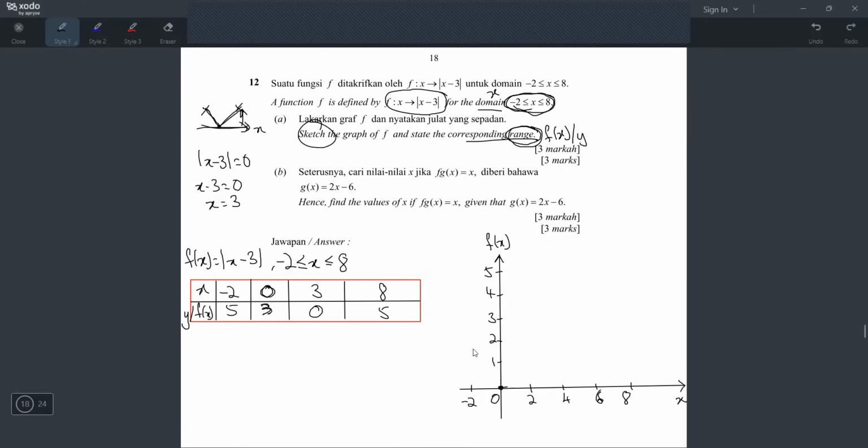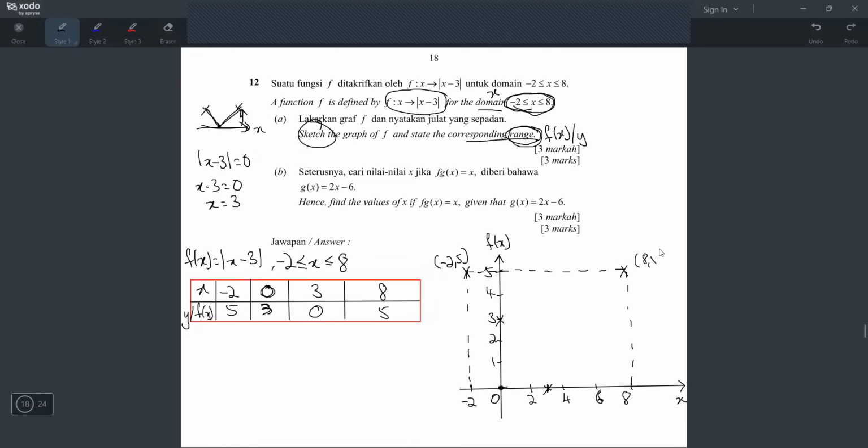Okay, first point is -2, 5. The first point, right? So I think it's here. So this is my -2, 5. Let's label it. And then the next point will be 0, 3, which is this. This one we don't have to label. Usually we need to label the first point and the last point only. And then 3, 0, which is in between 2 and 4 here. So just put a dot here. And then 8, 5, which is here. So let's plot nicely. So more or less here. So this is your 8, 5.